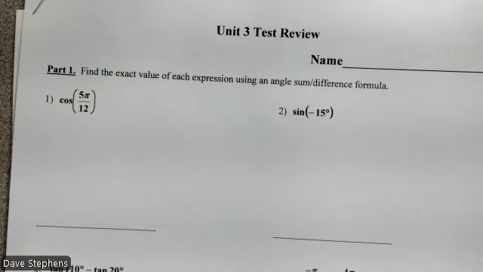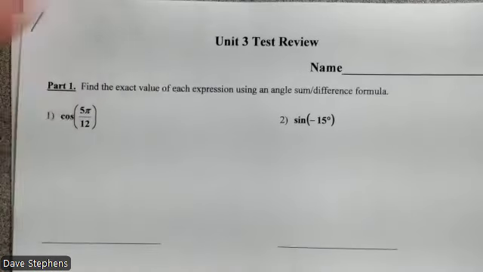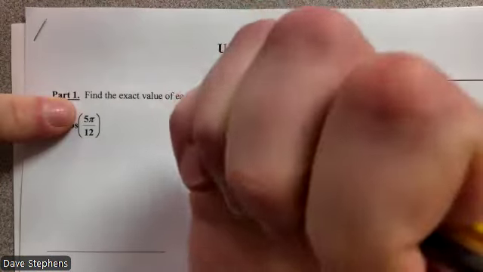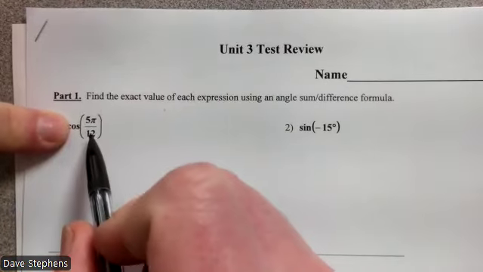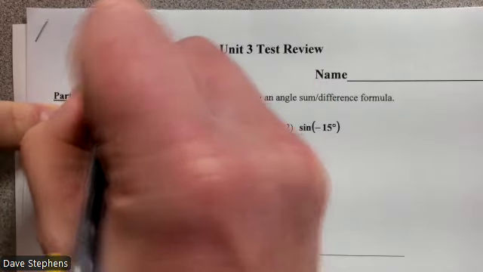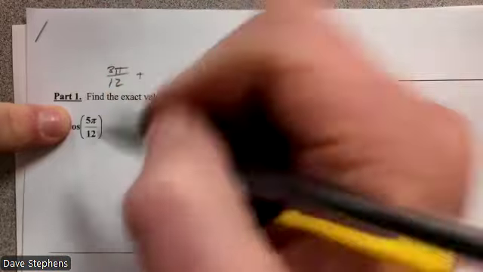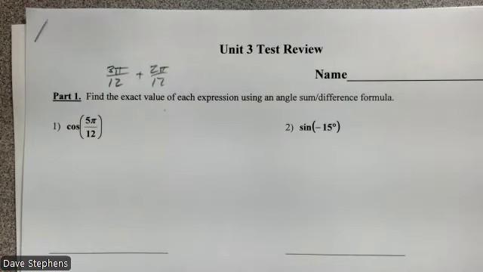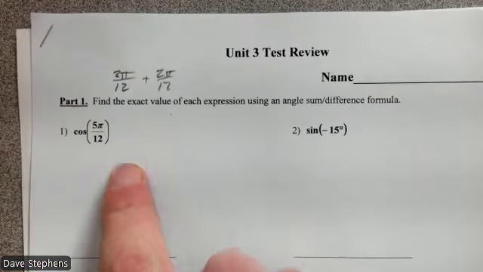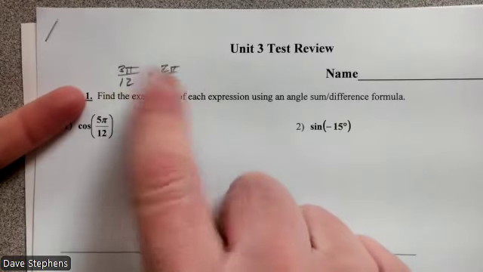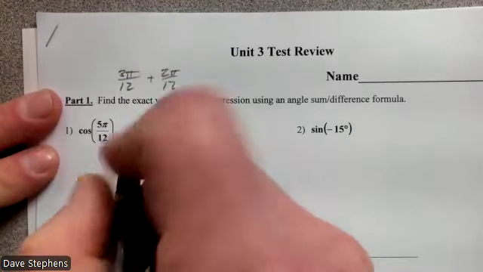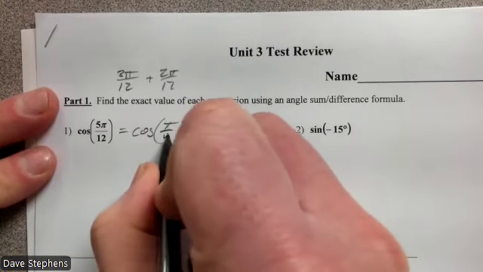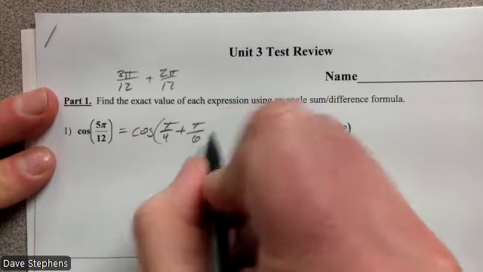Here we go. So we got the cosine of 5 pi over 12. Things that are divisible by 12 that add up to 5. So let's go with 3 pi over 12 and 2 pi over 12. I won't want to do 1 pi over 12 because 1 pi over 12 does not reduce. And again, we need pi over 6, 4, or 3. So 3 pi over 12, that's going to get us pi over 4. 2 pi over 12 is a pi over 6.